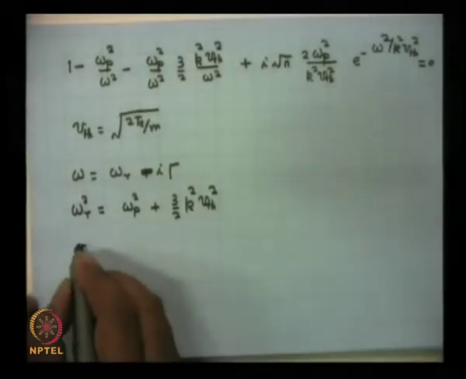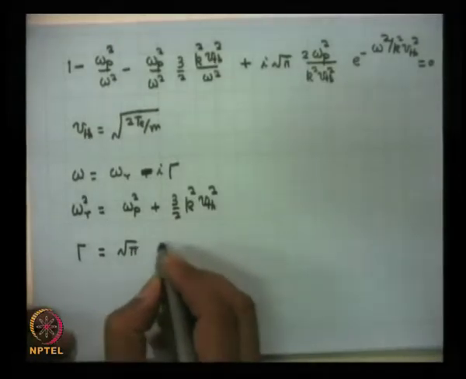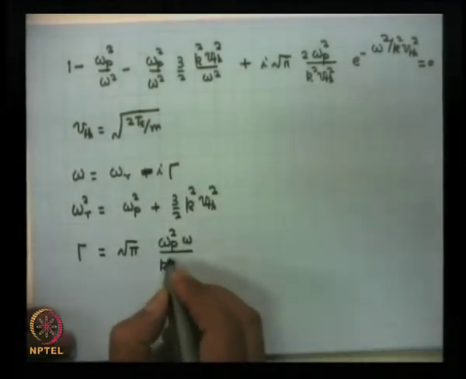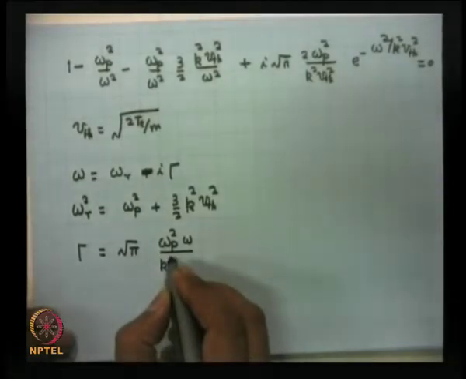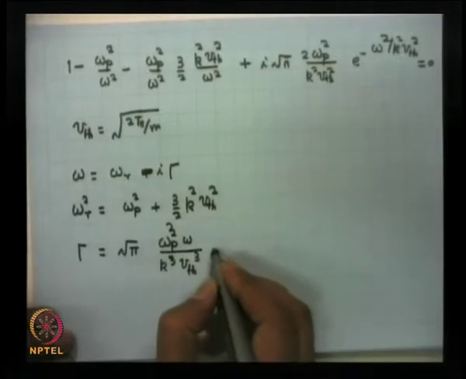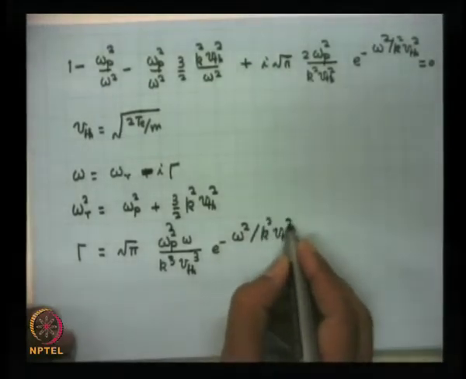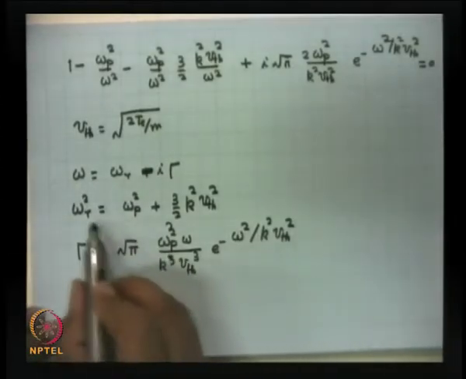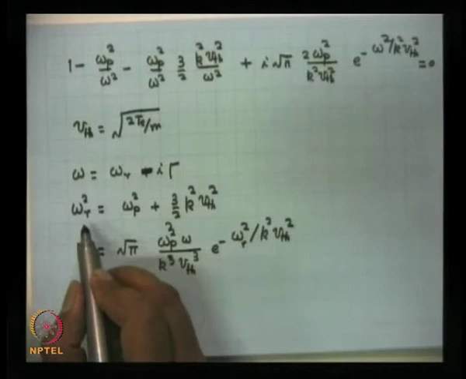And the imaginary part turns out to be gamma, which we call the damping rate. It turns out to be root pi omega p square into omega divided by k cube v thermal cube, multiplied by exponential minus omega square upon k square v thermal square. You may note here that the damping is a function of frequency. This omega is omega r actually, but we can suppress the subscript r, implying that it is implicit.